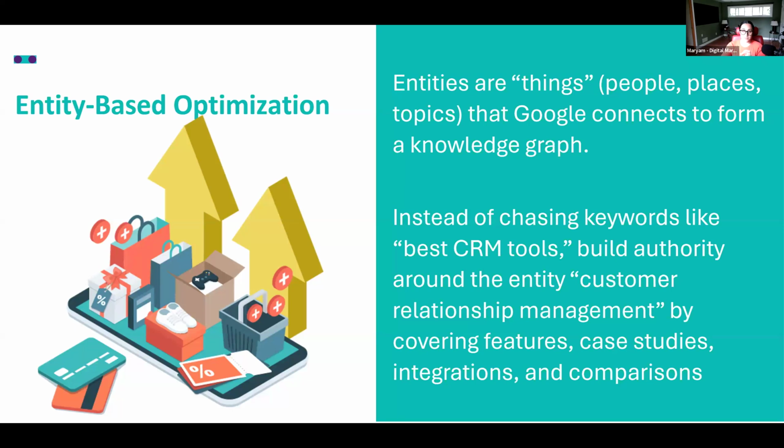We're going to talk about entity-based optimization. Entities are things, places, people, and topics, and these are usually what Google connects to form the knowledge graph. So instead of chasing keywords like best CRM tools, you want to look at customer relationship management. By covering features, case studies, integrations, and comparisons, you're creating an entity around customer relationship management. And you want to use structured data, which we call schema markup, to signal entities clearly.